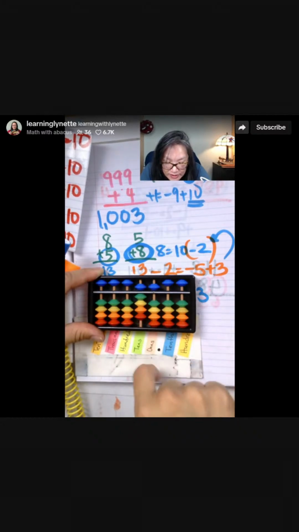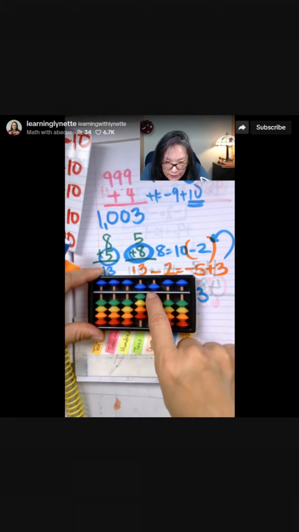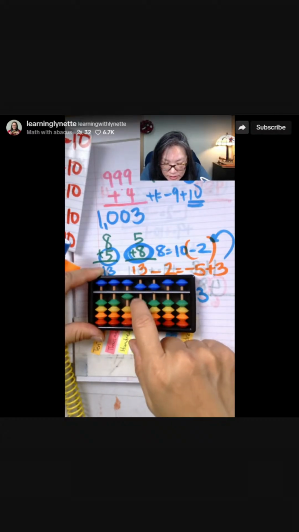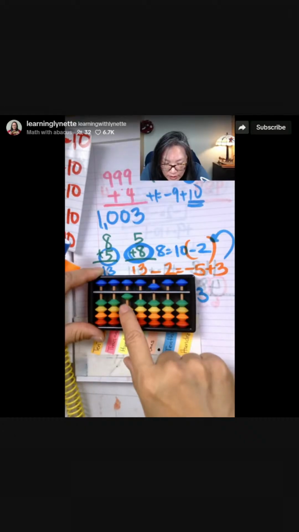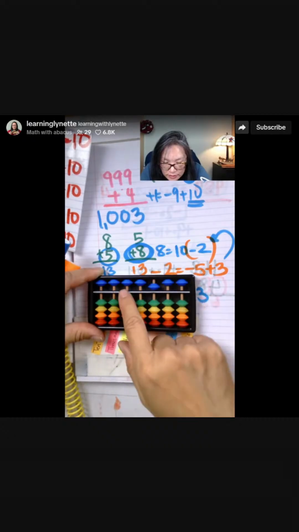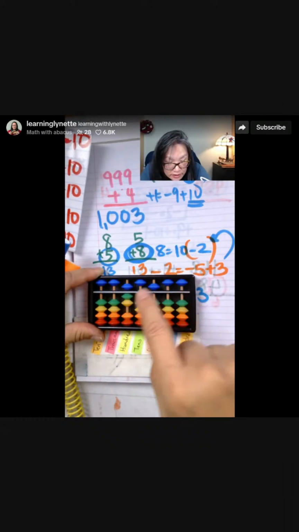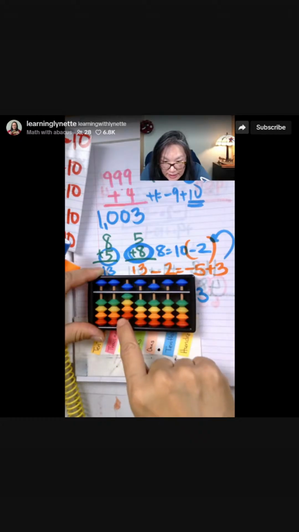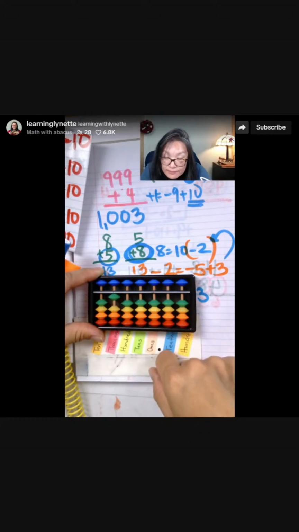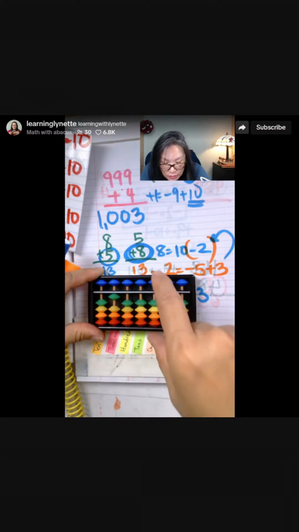So then we do 100, 100, 0, 5. And then 200, 300, 400, and then 500, 600, 700, 800, 900. And then we have 1,000. That's it. Every column only has 9, just like how we write. We only go up to 9. Then we do double digits.